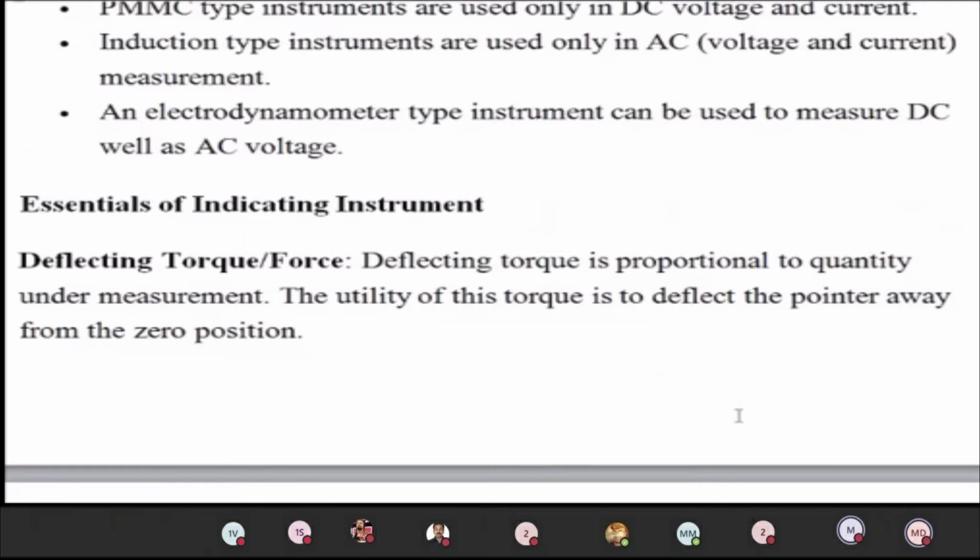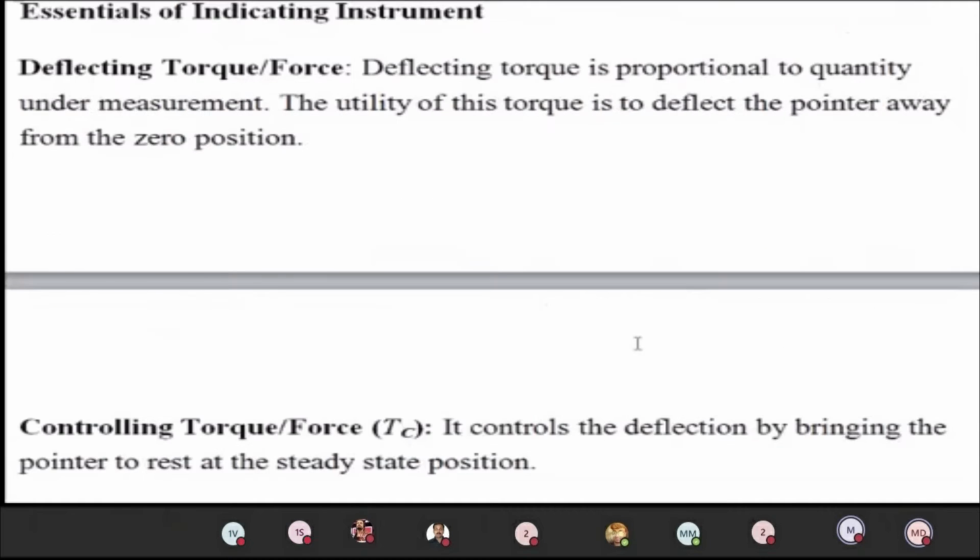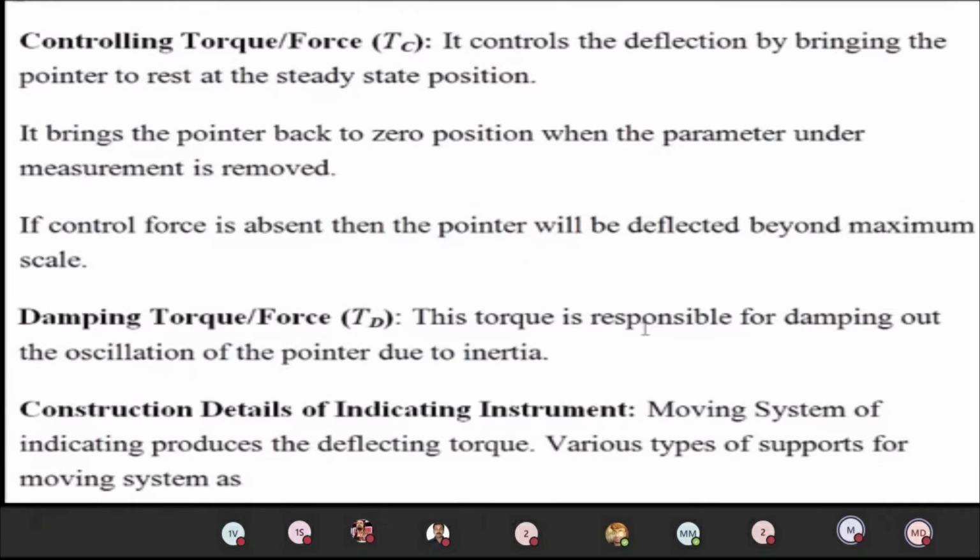And the essential things needed for an indicating instrument: number one is the deflecting torque, which is proportional to the quantity under measurement. The utility of this torque is to deflect the pointer away from the zero position while measuring. And the second one is the controlling torque. It controls the deflection by bringing the pointer to rest at steady state position. It also brings the pointer back to zero position when the parameter under measurement is removed.